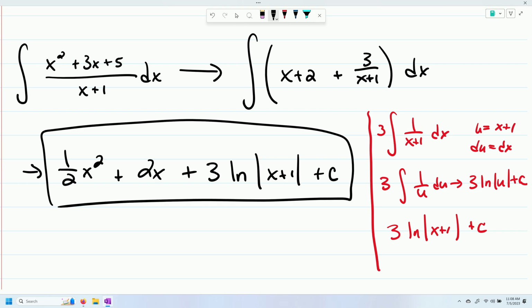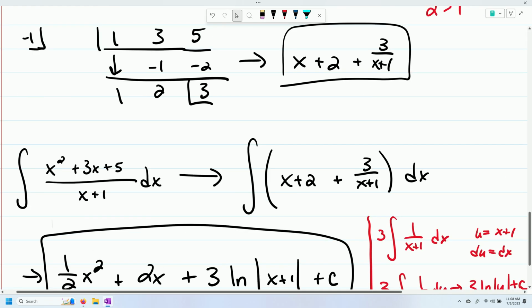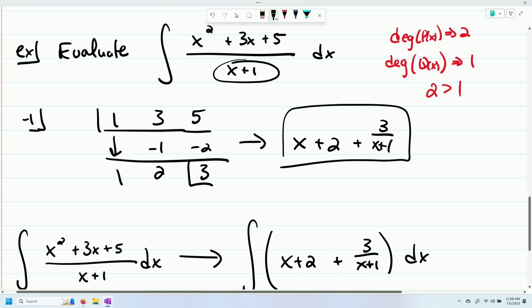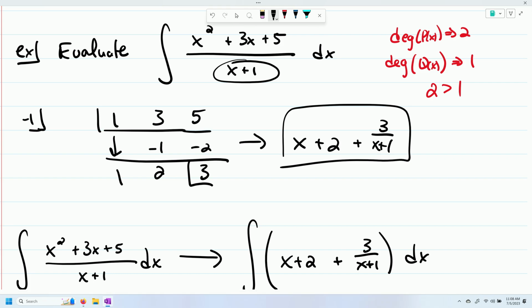So this would be a situation where the numerator's degree is larger than the denominator's degree, and you just go ahead and use long division. I went ahead and just used synthetic division because what was really nice is this was a linear factor, and whenever you have a linear factor in your denominator, that is screaming synthetic division.